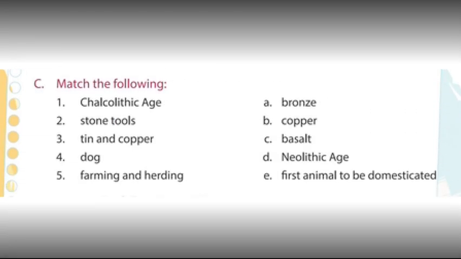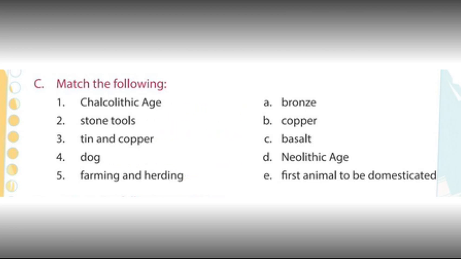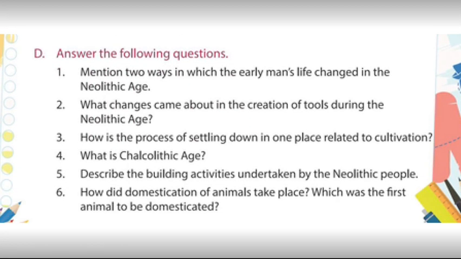Next one, you have to match it. Chalcolithic age means copper age. Stone tools were made by basalt. Tin and copper were mixed together to make bronze. Dog was the first animal to be domesticated. Farming and herding, Neolithic age. Okay. Now you have to note down question answers.